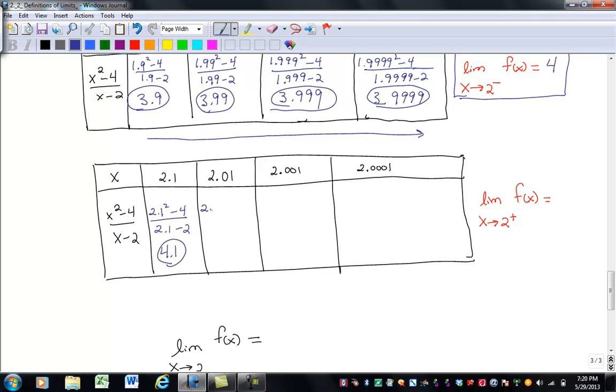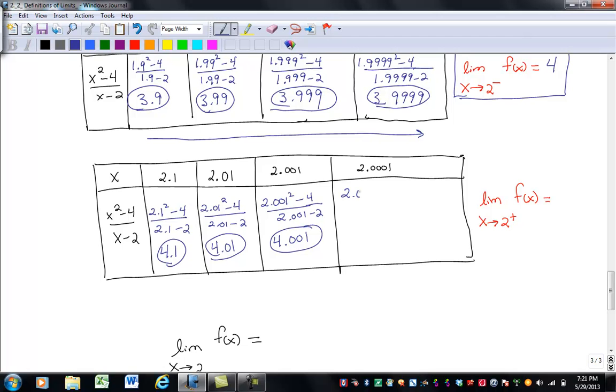We'll do the same thing with 2.01. That's a little bit closer to 2 from the right-hand side. So 2.01 squared minus 4 over 2.01 minus 2. And you get 4.01. Put in 2.001. 2.001 squared minus 4 over 2.001 minus 2. Type that into your calculator, you get 4.001. Notice these numbers are getting smaller and smaller and closer to 4.